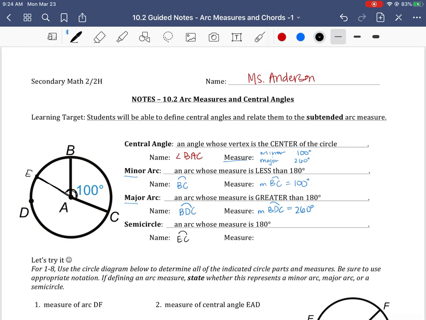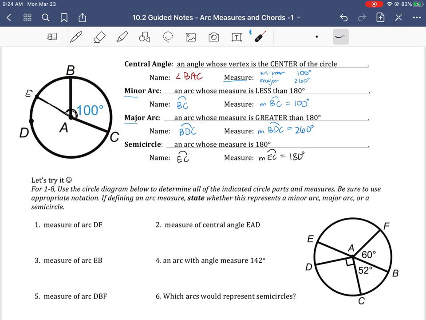Now, it doesn't matter if I give it a middle letter, because in this case, no matter which direction around the circle I go, that's still a semicircle. And this one, if I did the measure of EC, that would be equal to 180 degrees. Again, you're always looking for semicircles. They make it a little bit easier to identify. If I were asked what is the angle measure of E to A to B, again, if I know that this is a semicircle and this side is 100 degrees, then I know that this one would be 80 degrees. So always look for semicircles to help you define those.